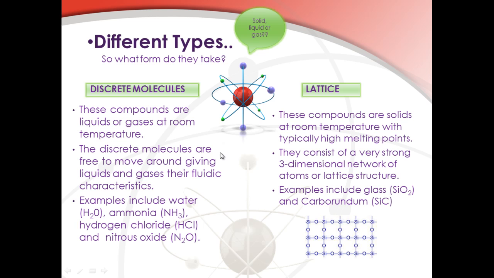So there you go. Different types of covalent compound. They can exist as solids, liquids, or gases, but it's generally liquids and gases at room temperature.